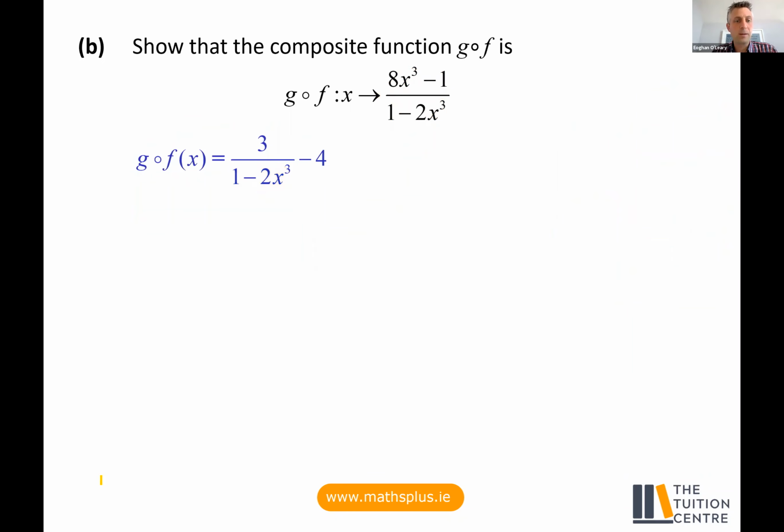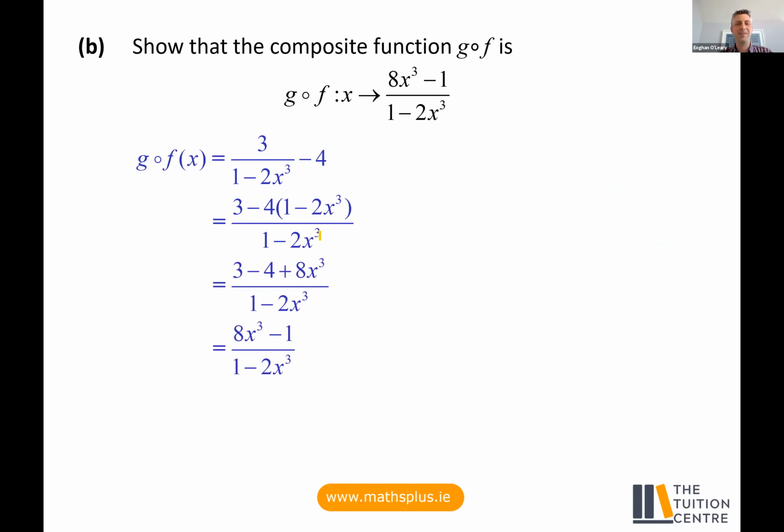What am I going to do? Well, I'm going to get my common denominator, which is 1 minus 2x cubed. I'm going to have to multiply the minus 4 by that 1 minus 2x cubed. I'm going to multiply through the bracket, tidy up, and I have it: 8x cubed minus 1 all over 1 minus 2x cubed.